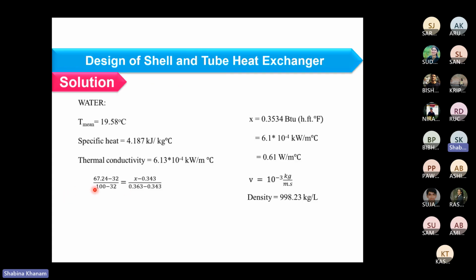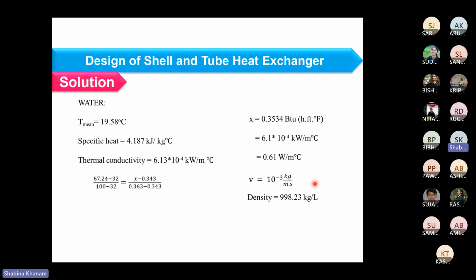So we can have 67.24 minus 32 by 100 minus 32, because in between these two we need to interpolate. So the x value you can calculate from here, and that you can find as 0.3534, and you can use the conversion to get the value. So it is coming as 0.61 watt per meter degree Celsius.